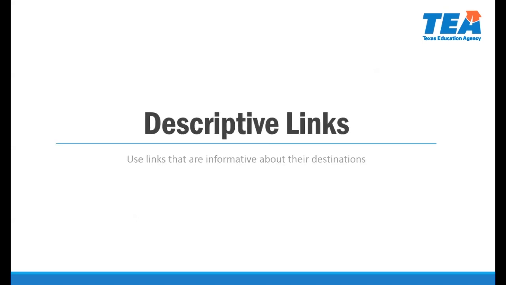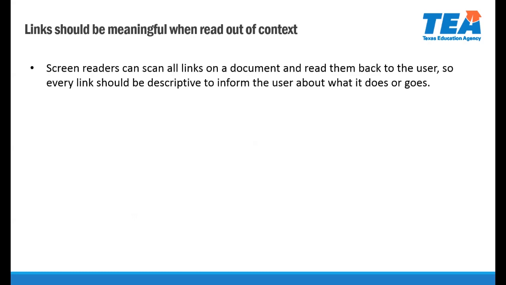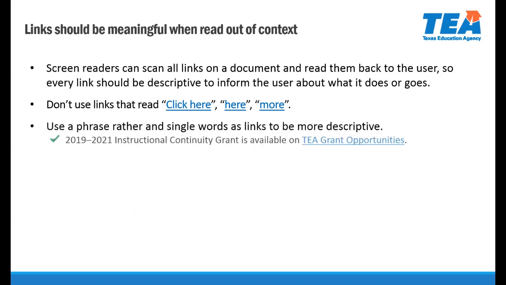Links need to be informative enough to let users know what they do or where they go. Overall, links should be meaningful when read out of context. Screen readers have the ability to read all links found on the document, so every link should be descriptive enough to inform the user what it does or where it goes. Links that say click here, here, more are not informative and don't help users know where they go. Most times, phrases rather than single words are better options for descriptive links, and sometimes rewriting a sentence might be necessary.